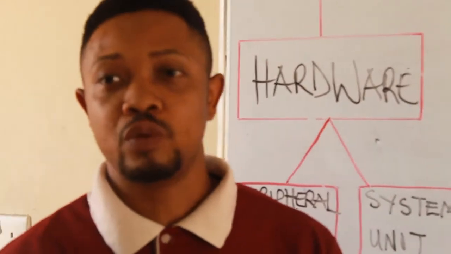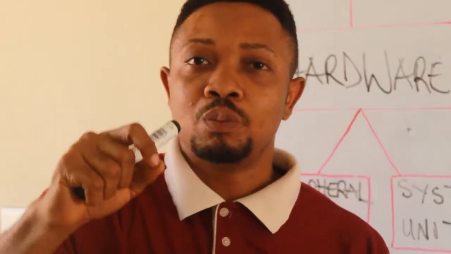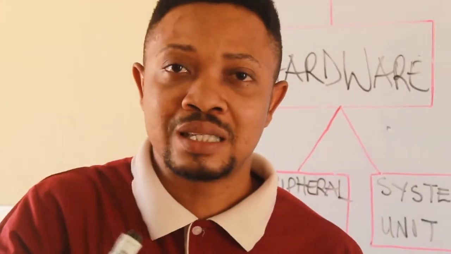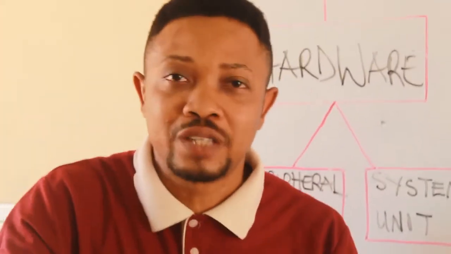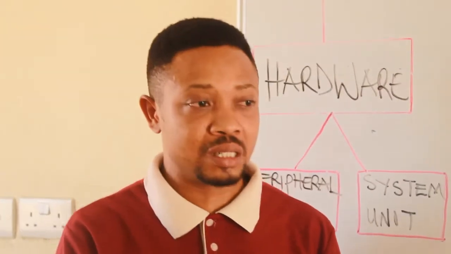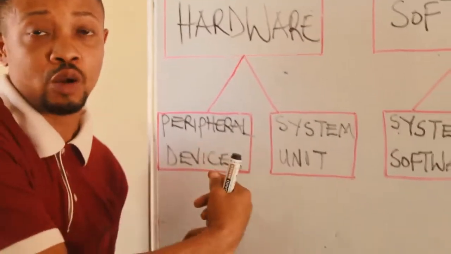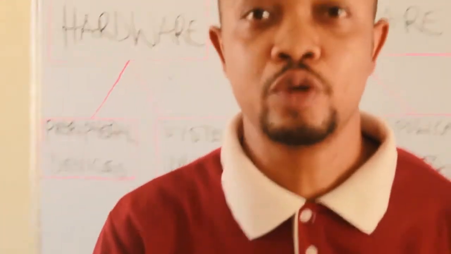Now, peripheral devices are hardware. We know them. We can touch them, we can feel them, we can see them. They are those hardware devices that are not part of the system unit. They are external to the system unit. What I mean by system unit, I'll be explaining alongside.